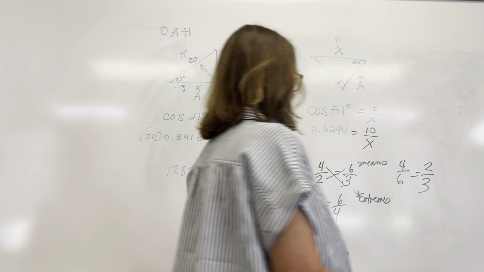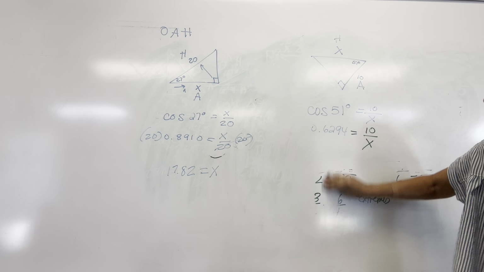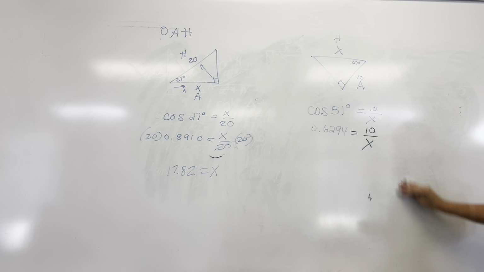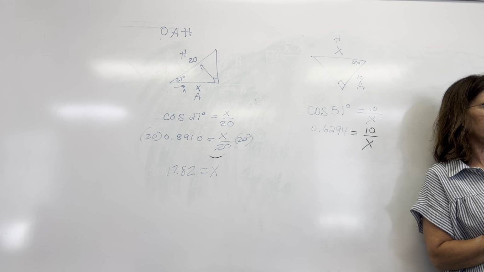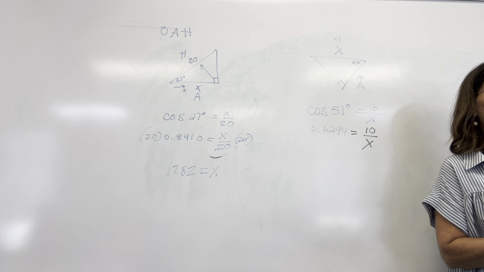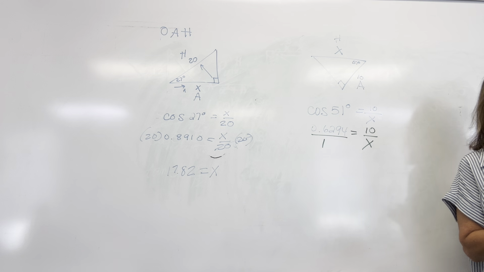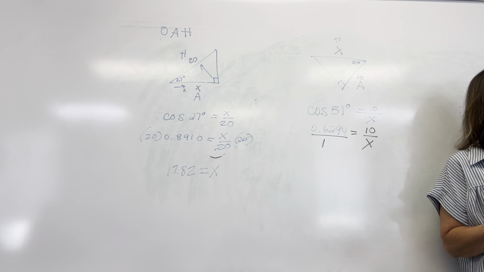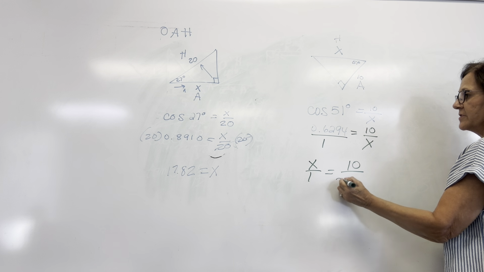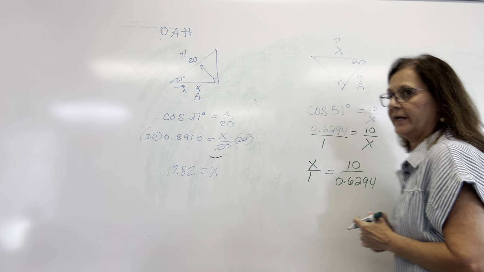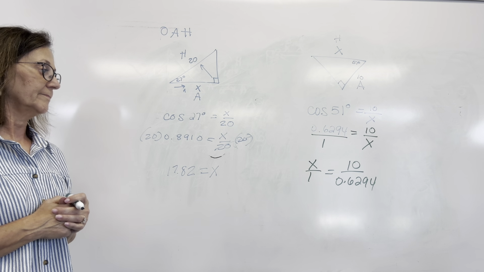All right. I need to erase this. So I'm going to tell you, when we have X in the denominator, everybody listen, I'm going to tell you to swap your extremes. If this is over 1, we're going to swap these two. So I'm going to move X over here, and I'm going to move 0.6294 over here. See what I did? Swap your extremes.